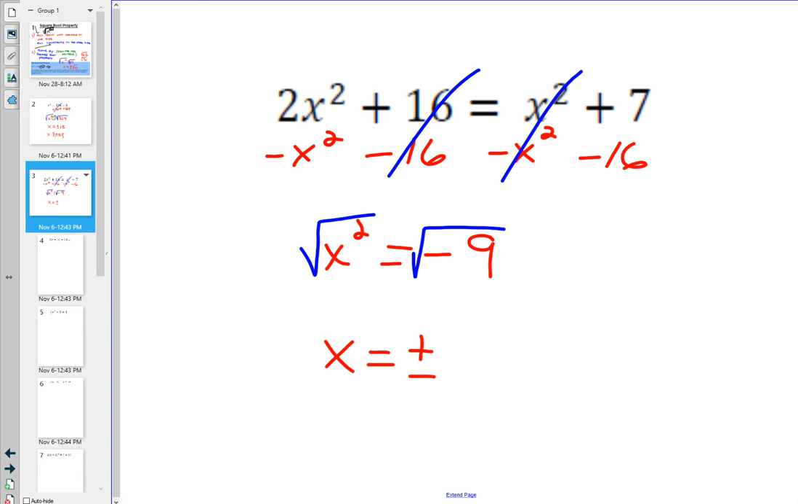So if any of you have been exposed to imaginary numbers, yes. Eventually in Algebra 2, you'll learn that this is plus or minus 3i, with i being an imaginary unit. But for Algebra 1, you don't have to worry about that. You would just say that this equation has no solution. Oh man, if you could only put no solution last week.